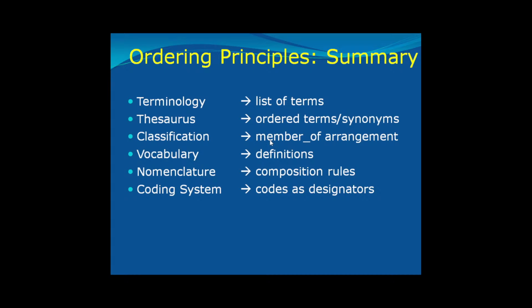So let's summarize this part. Terminology is a list of terms we use in the specific area. Thesaurus: ordered terms and synonyms for these terms. Classification: this is member of arrangement. Vocabulary: definition of terms we use in the specific area. Nomenclature: composition rules, and coding system, is a system of codes as designators.